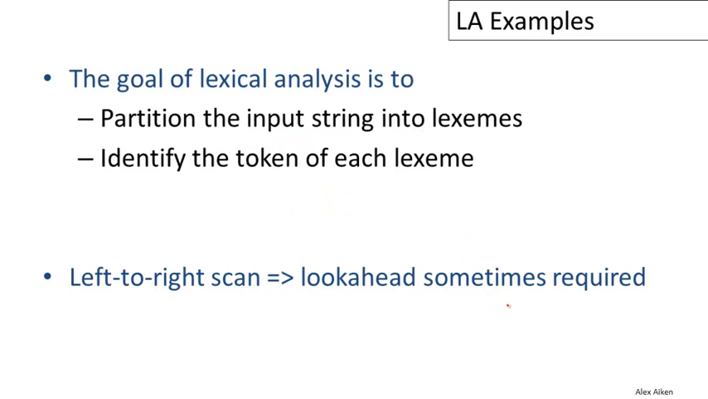So to summarize, the goal of lexical analysis is to partition the input stream into lexemes. Okay, so we're going to drop down dividing lines in the string to decide where the lexemes lie. And we want to identify the token of each lexeme. And exactly because we're doing a left to right scan, sometimes we have to have look ahead. Sometimes we have to peek ahead in the input stream to figure out what the current substring we're looking at, what role it plays in the language.